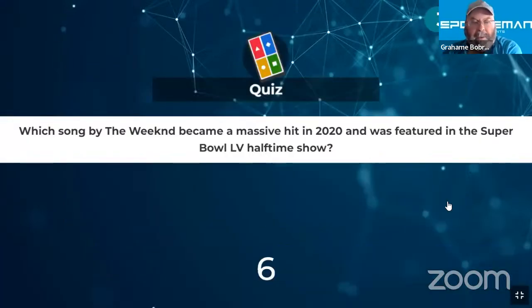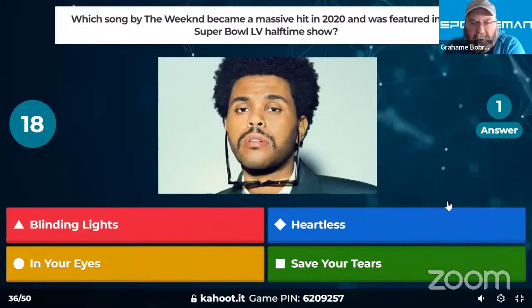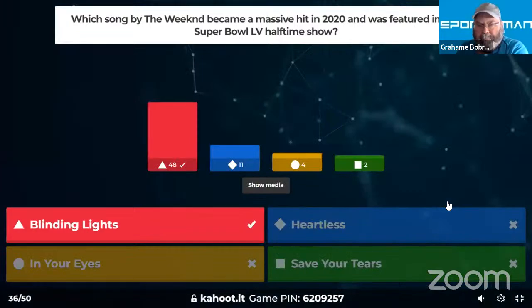Which song by The Weeknd became a massive hit in 2020 and was featured in the Super Bowl halftime show? Blinding Lights, Heartless, In Your Eyes, or Save Your Tears? Well done, 48 of you getting that one right. Blinding Lights is the answer.